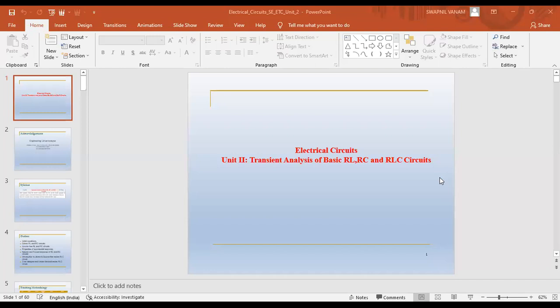Today we are going to start with our unit number 2 for the subject Electrical Circuits. The unit name is Transient Analysis of Basic RL, RC, and RLC circuits.